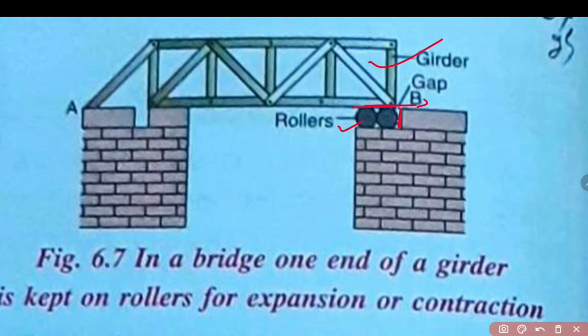But if there are no rollers, then this brick wall might crack because of this expansion. And during winters, if it contracts, it can go back to its original position. I hope you have understood this girder and rollers concept and the gap concept. So let us go to the third point.